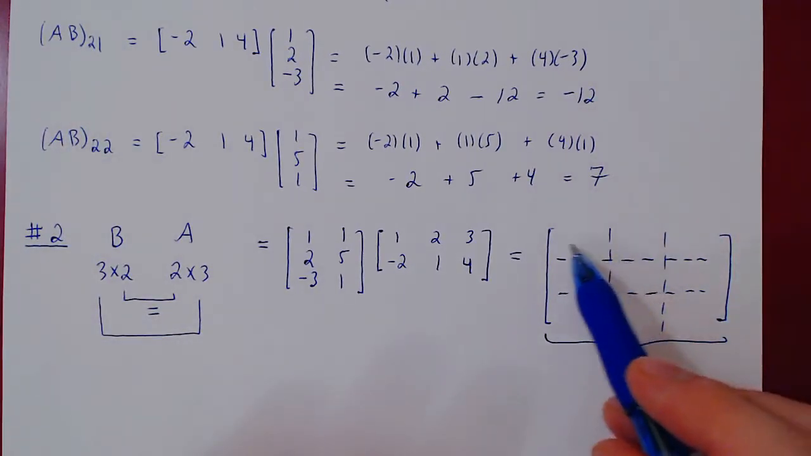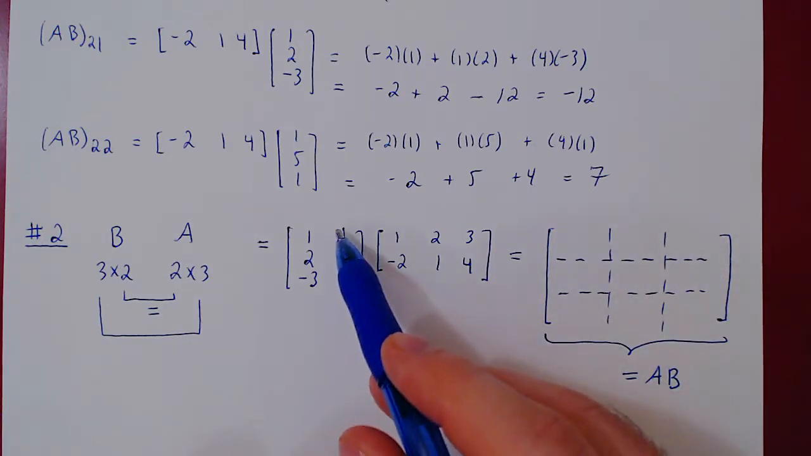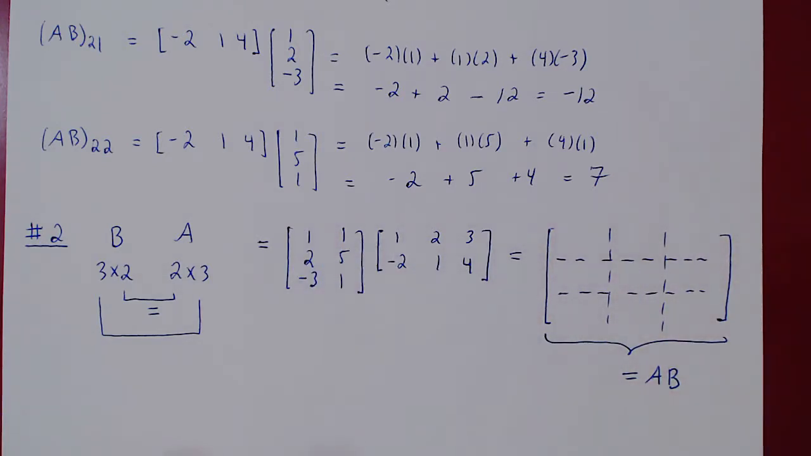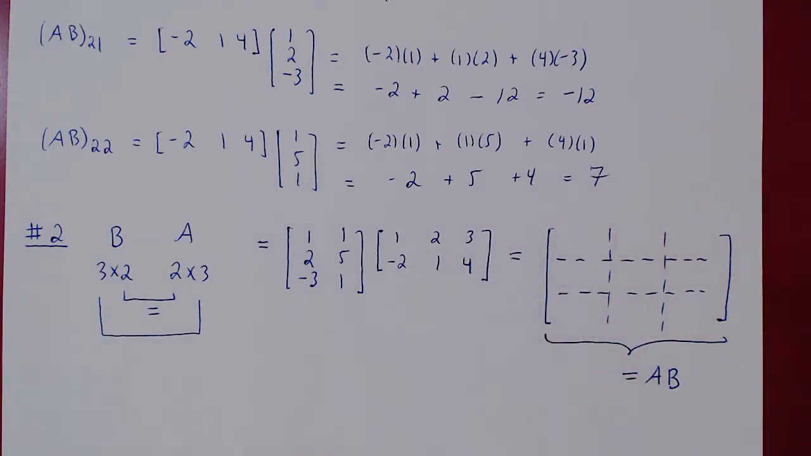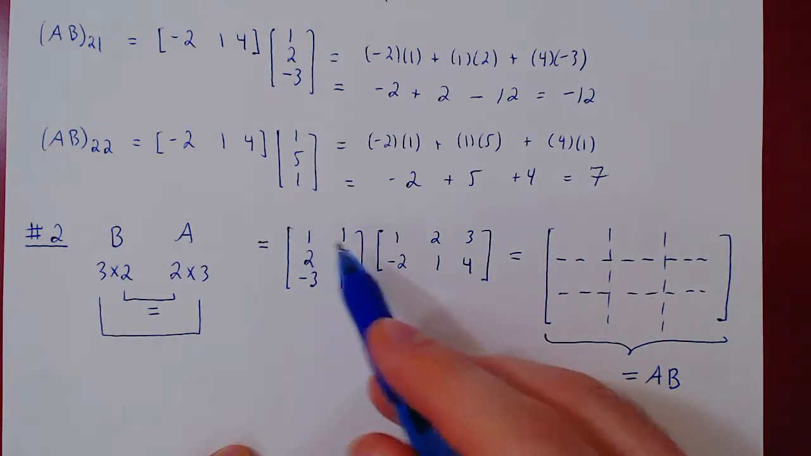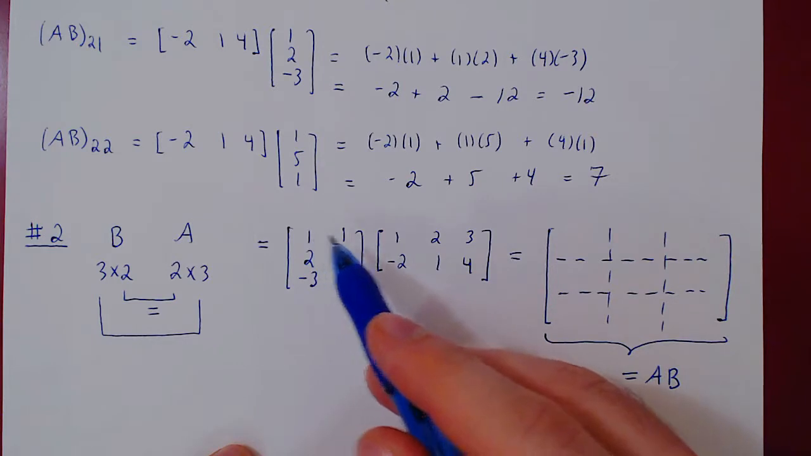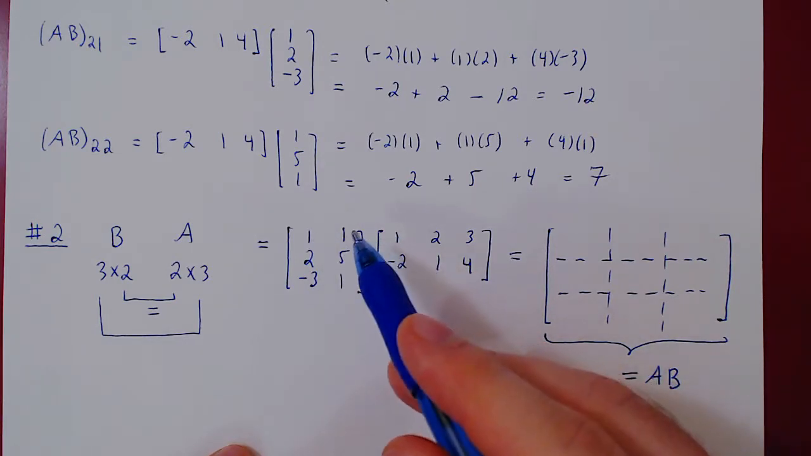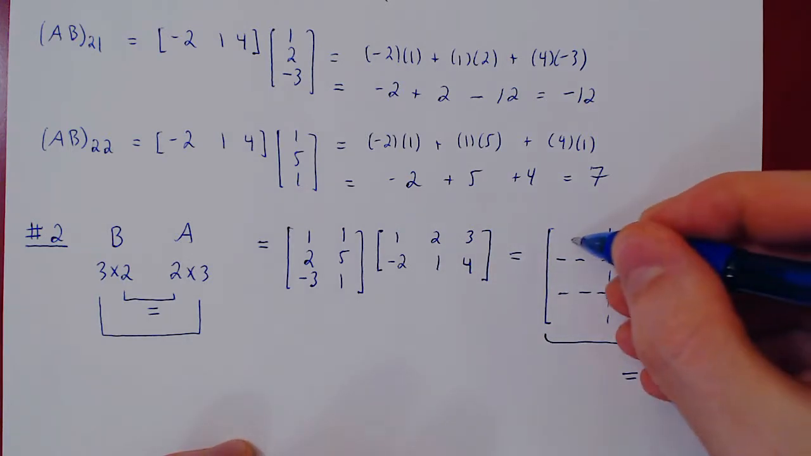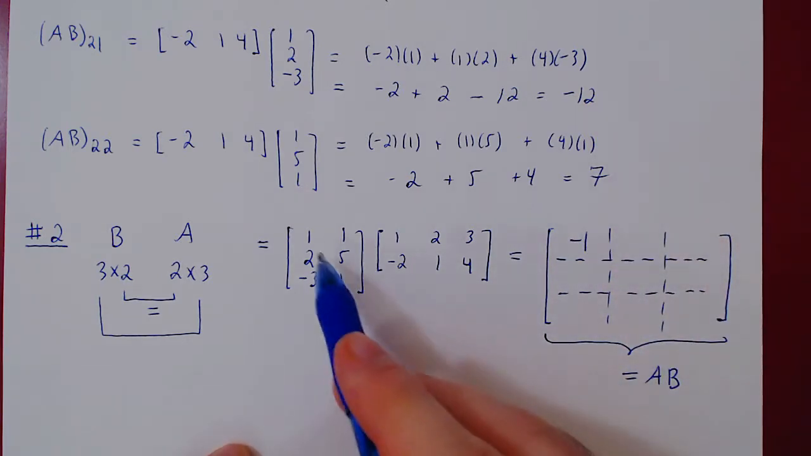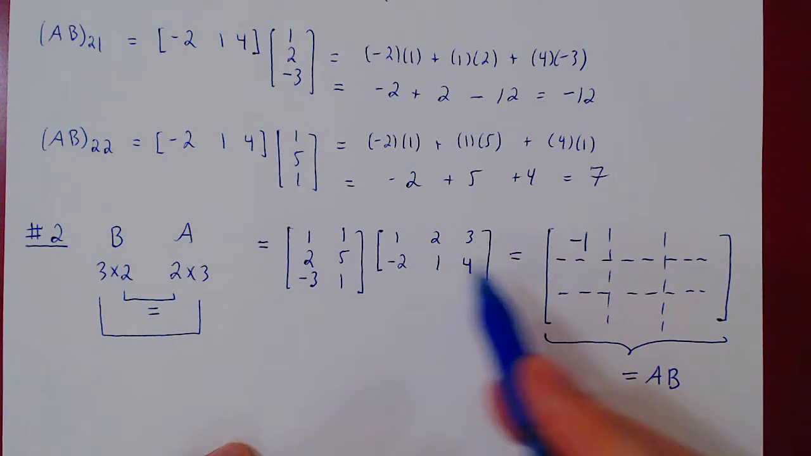Okay, so let's construct the first row by fixing the first row of B and going through each column of A one at a time. So we fix the first row and we go through the first column. So you have 1 times 1, 1, plus 1 times negative 2, negative 2. So 1 minus 2 is negative 1. So we have the first entry of our first row.